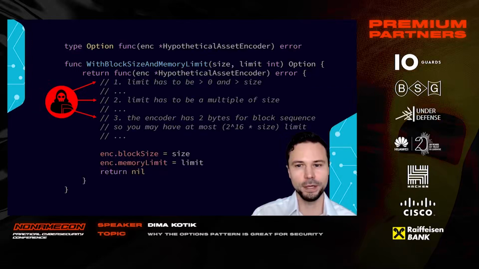Why are we doing this? Because those two are related to each other. There are at least 3 conditions of entanglement that affect both of those. First of all, the limit has to be greater than 0 and greater than size. Second, the limit has to be a multiple of the size because we don't want to end up with a buffer that's overfilled or underfilled eventually when we get to the last block. And finally, you may know you have some protocol-based requirements or limitations. For example, in this instance, there's only 2 bytes for block sequence, so you know there's going to be a limit imposed on that just from the protocol.